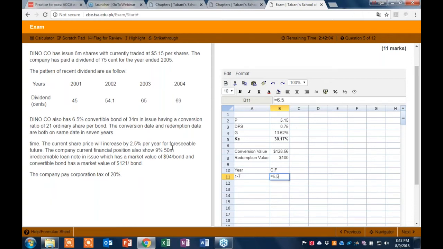But since there will be tax impact on the amount of interest at 20%, we'll have to take 80% of 6.5, as interest is a tax allowable expenditure. So 5.2 is the net of tax interest amount that will be received by the investor from year 1 to year 7. Then at the end of year 7, it is going to get 128.56.